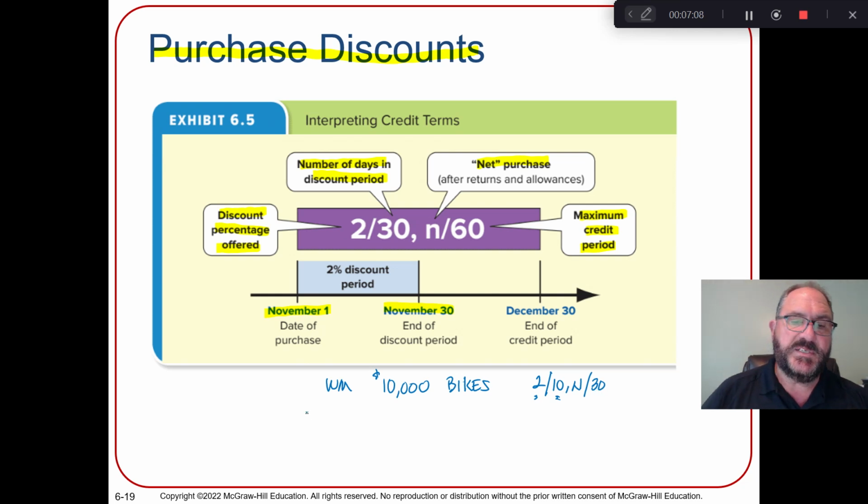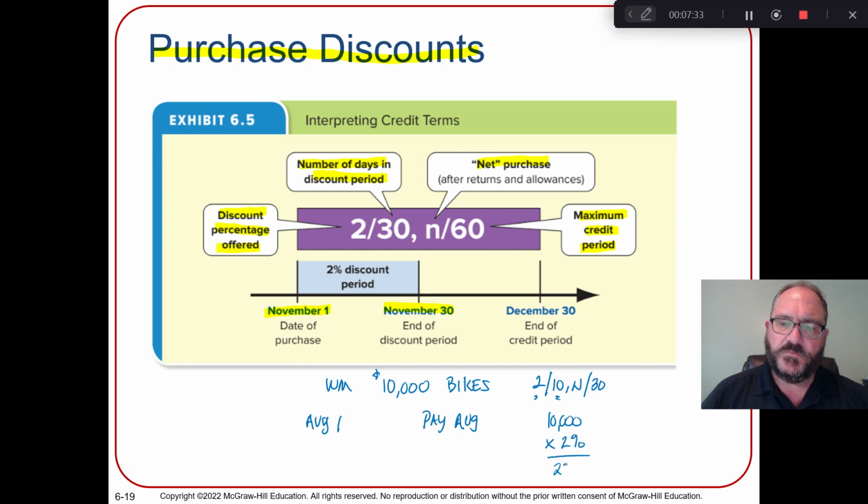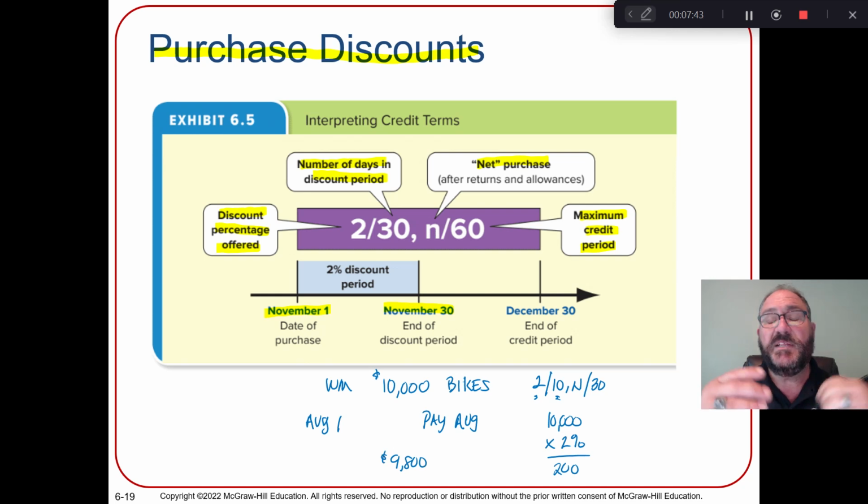So for argument's sake, let's say this was August 1st when they bought them. And let's say they pay by August 9th. So what's going to happen, you're going to take $10,000 times 2%, and that's $200. So instead of sending them $10,000, Walmart's going to wind up paying $9,800. That's how much they're going to pay because they got that discount.